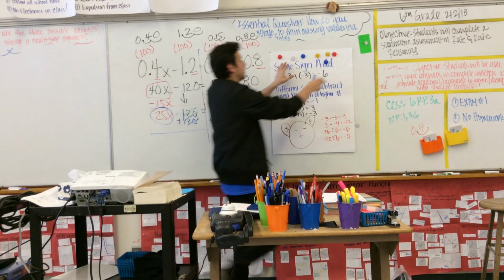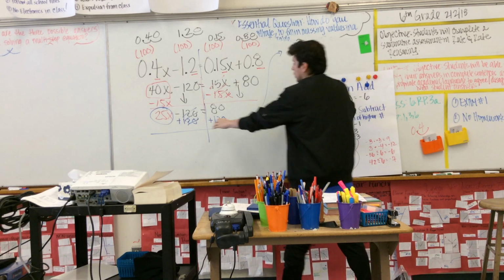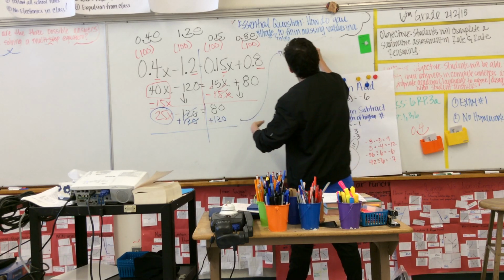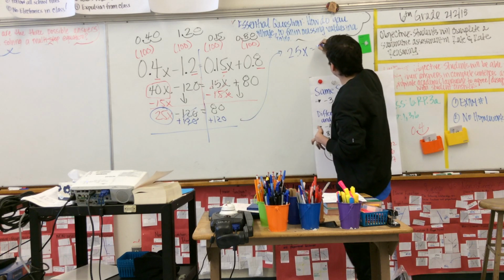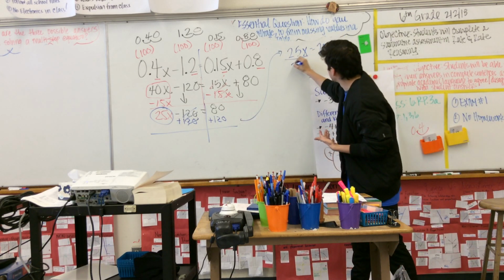I don't have any more room. Let me move this thing over here. Sorry. So 25x equals 80 plus 120, which will give you your 200. We're almost there. Divide both sides by 25.